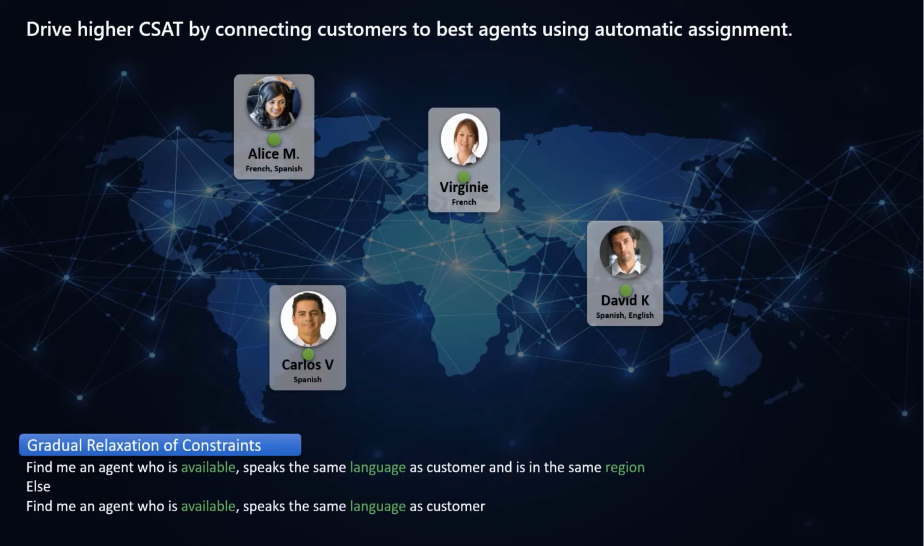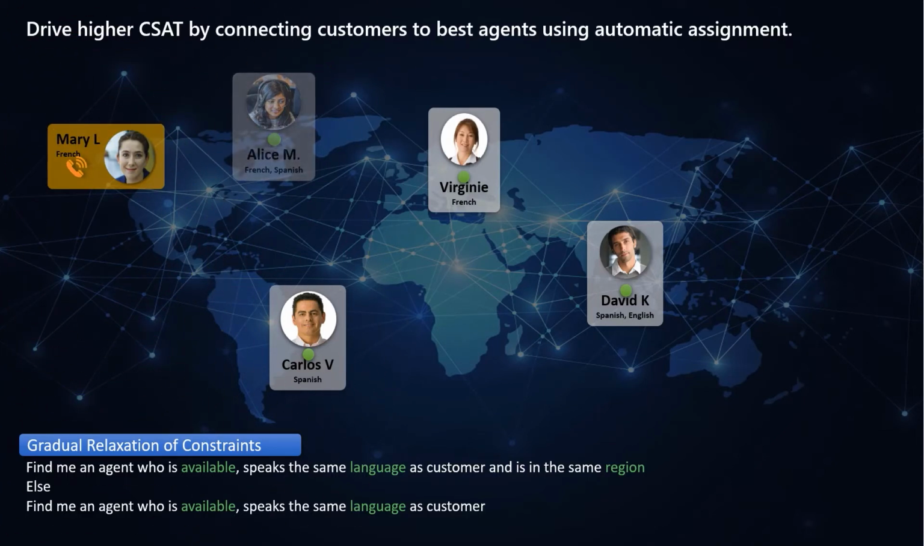Here, there are four agents. Alice speaks French and Spanish and is in North America. Virginie speaks French and is in Europe. David speaks Spanish and English and is in Asia. And Carlos speaks Spanish and is in South America. This just represents the global distribution of workforce and skill set. In the morning, Mary, who speaks French and is from North America, calls. Because she speaks French, she would be assigned to someone who speaks French. Because Alice is available and is in North America, Mary is easily connected to Alice.